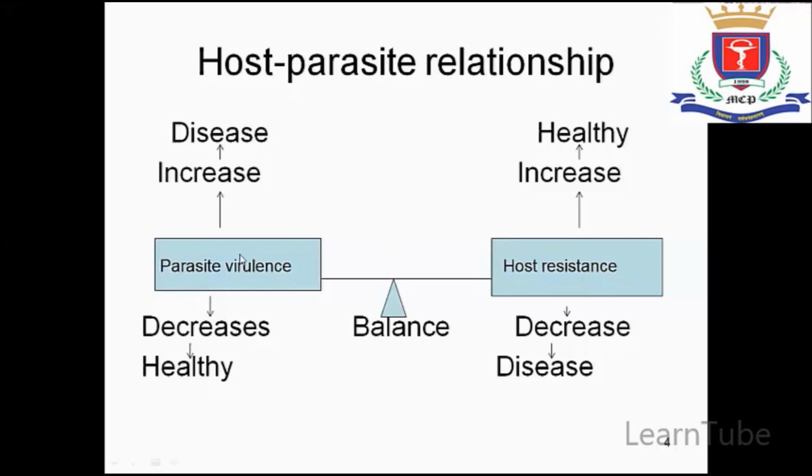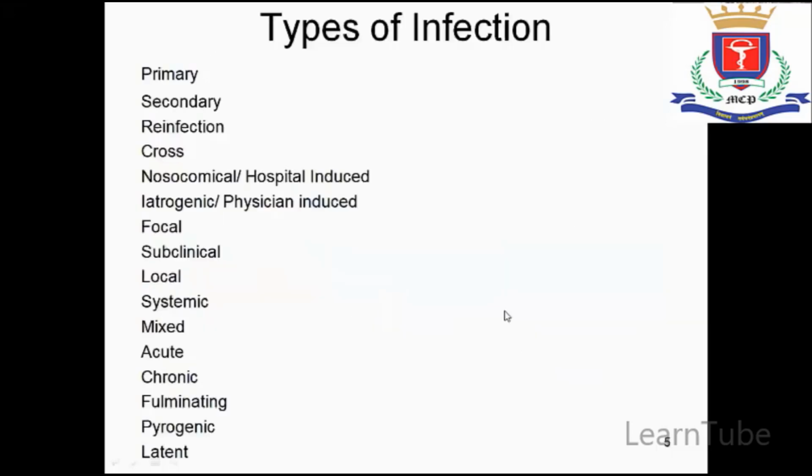We have to maintain the balance of parasite virulence and host resistance in order to keep the host in a healthy condition. Here, if the virulence of the parasite increases, it may lead to disease. If it decreases, the individual remains healthy. The complete opposite is the case for host resistance. If it increases, the individual will remain healthy. If it decreases, it may cause disease.